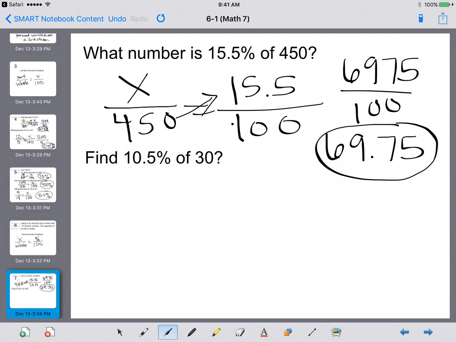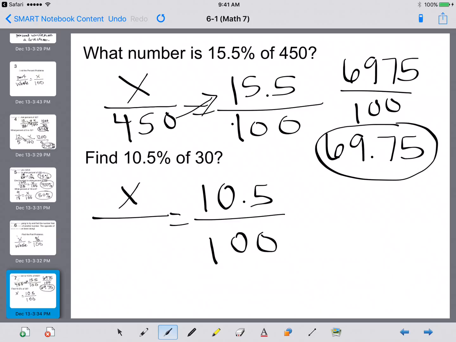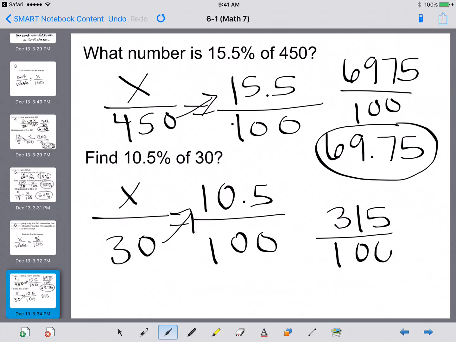Now find 10.5% of 30. So we know 10.5% is 10.5 out of 100, and that's some number of 30. Because it's of 30, the number that comes after the of goes on the bottom. Cross multiply and divide again. 30 times 10.5 is 315. We're going to divide that by 100. And your answer is 3.15. Hope this is making sense.